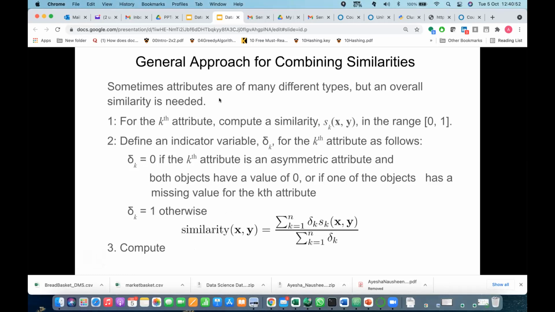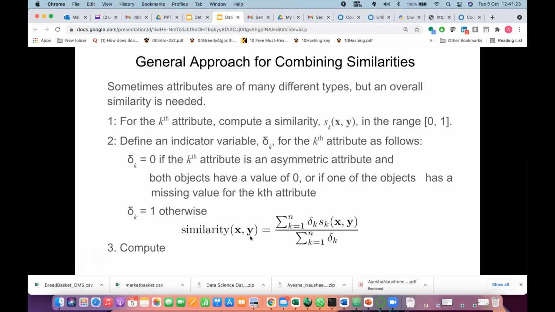General approach for combining similarities. Sometimes attributes are of many different types, but an overall similarity is needed. For the kth attribute, compute a similarity s_k(x,y) in the range 0 to 1. Define an indicator variable delta_k for the kth attribute as follows. Delta_k equals 0 if the kth attribute is an asymmetric attribute and both objects have a value of 0, or if one of the objects has a missing value for the kth attribute. Delta_k equals 1 otherwise.